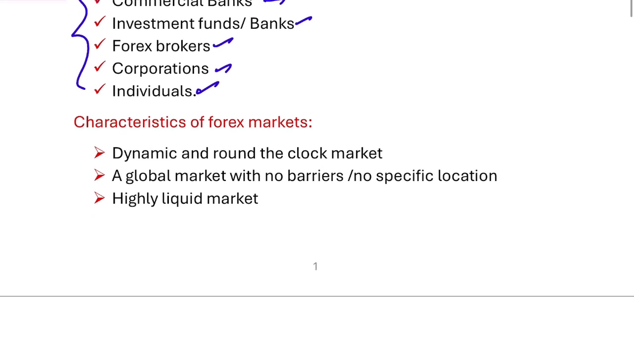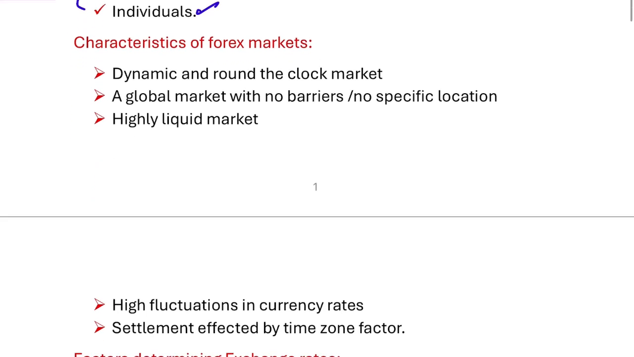And what are the characteristics of the forex market? The first and foremost is that it is a dynamic and round-the-clock market. We all know, because of different time zones the foreign exchange market will apply. Suppose in Japan it is morning, but for us it may be night, right? For us, if it is morning, for the US and other western countries it may be night. So due to different time zones, the foreign exchange market will work 24/7.